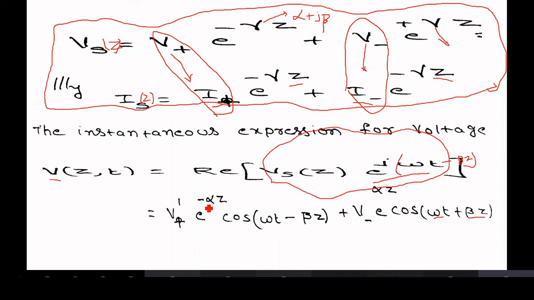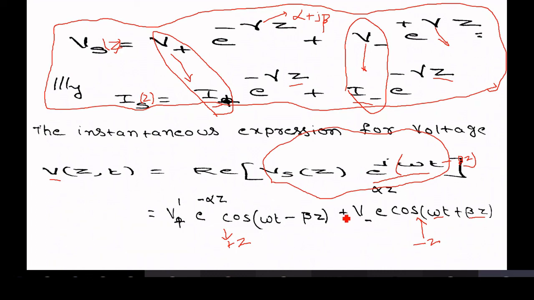This first term, with omega t minus beta z, indicates the wave traveling in the positive z direction, or forward wave. Whereas this second term corresponds to the wave traveling in the minus z direction, or the reflected wave. So in this equation, we have both the forward wave in the positive z direction and the reflected wave traveling in the negative z direction.